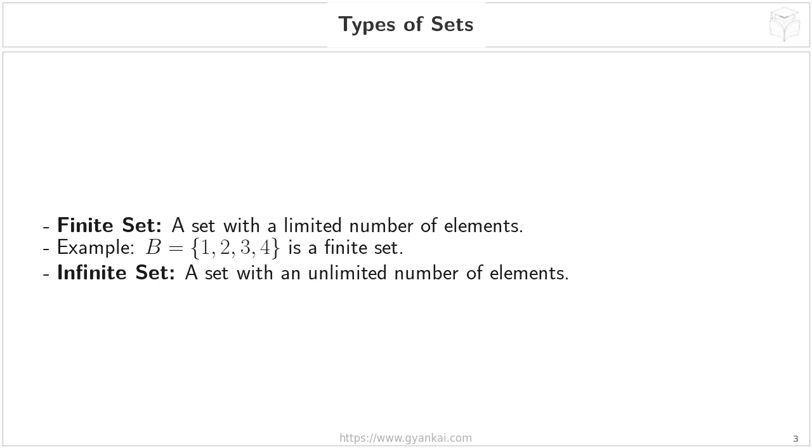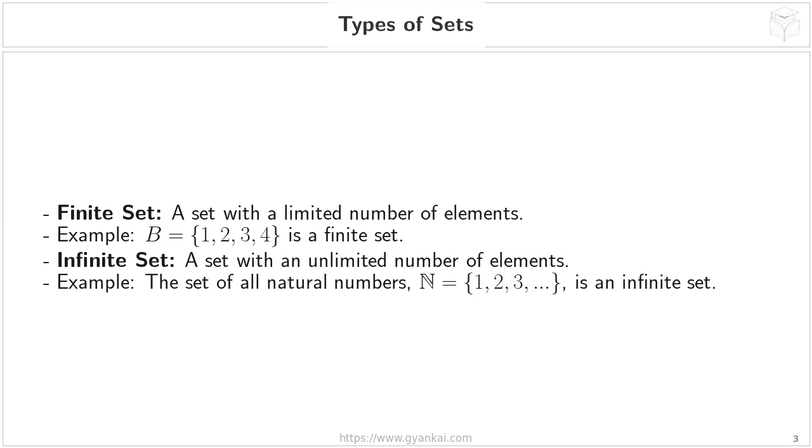Next, we have infinite sets. Now, this is the opposite of a finite set. An infinite set contains an unlimited number of elements. You could never finish listing all the elements, no matter how long you tried. A classic example is the set of all natural numbers. Natural numbers are the positive whole numbers, 1, 2, 3, and so on, continuing forever.